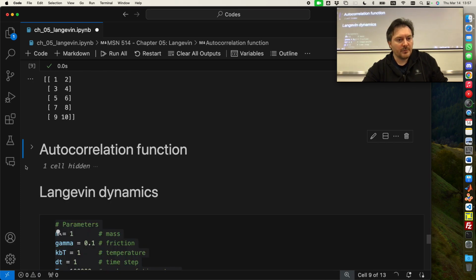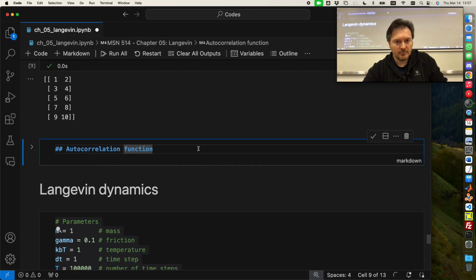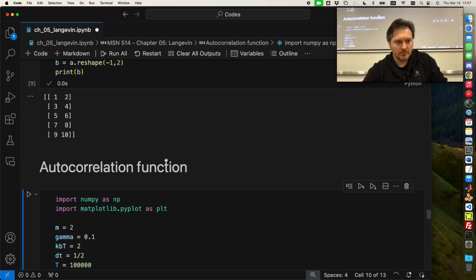Any questions, comments? How can I show this hidden cell? Yeah.